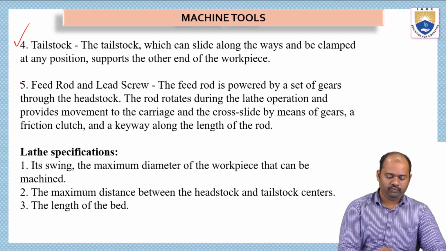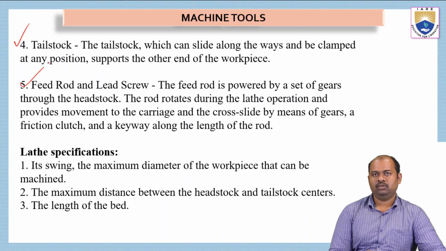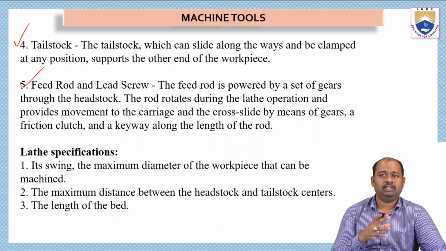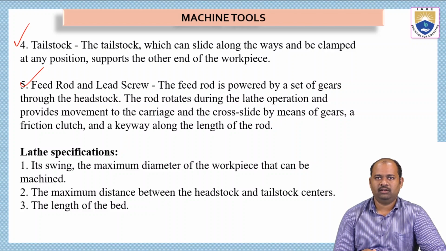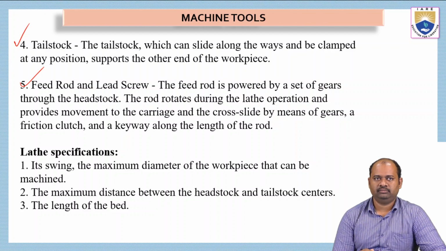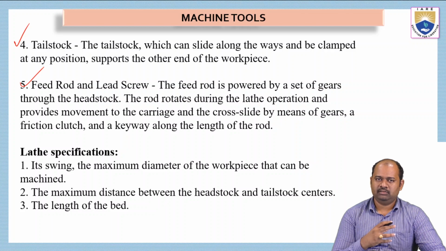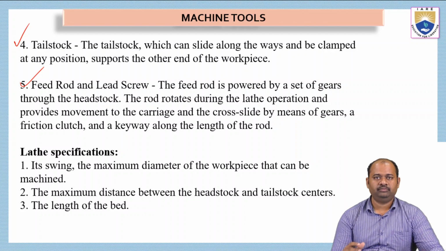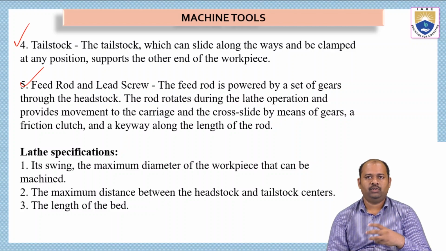And then we have the feed rod and the lead screw. The feed rod is powered by a set of gears through the headstock. What is the function of this feed rod? It is used to give the feed when the object is being machined. The rod rotates during the lathe operation and provides movement to the carriage and the cross slide by means of gears. By connecting different gears to the rotating motor, the lead screw can be made to rotate.